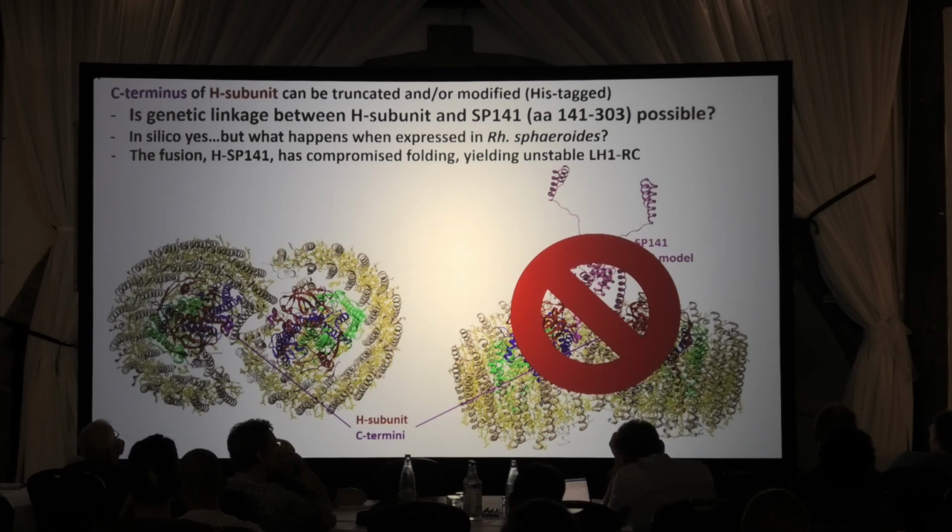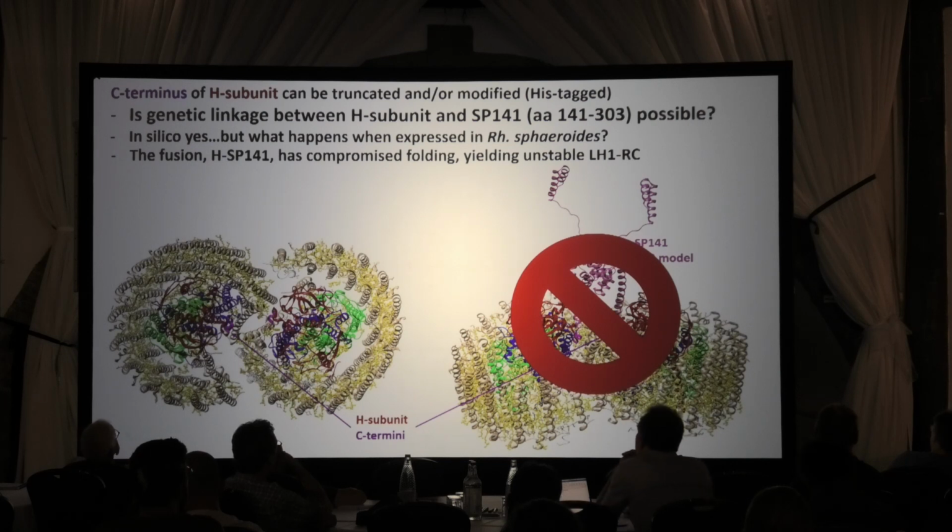It's called one transmembrane helix, which is critical for the assembly of the whole thing. And we didn't get any purple. We got very little purple color on these bacteria. So it means that the whole system is compromised and can't assemble well.